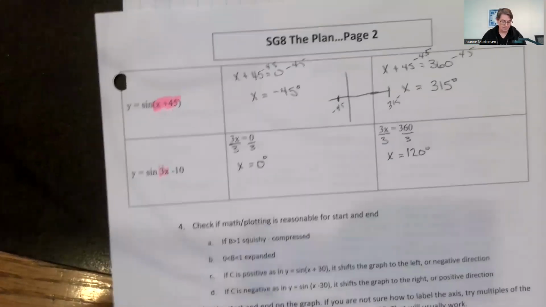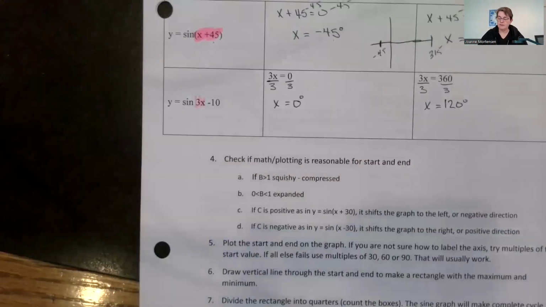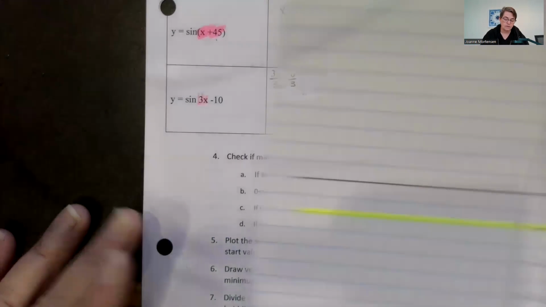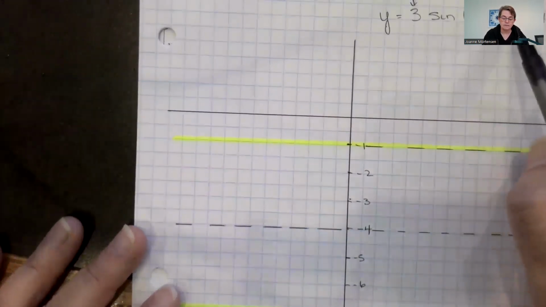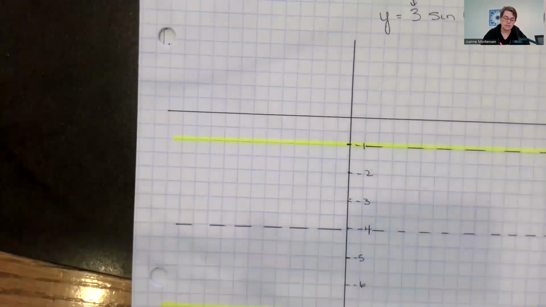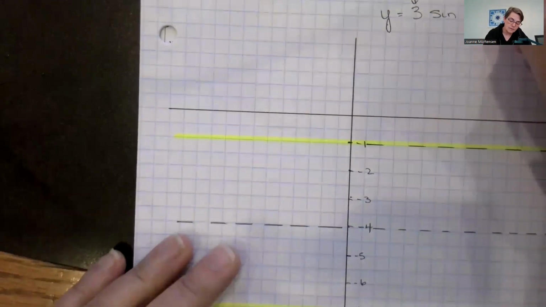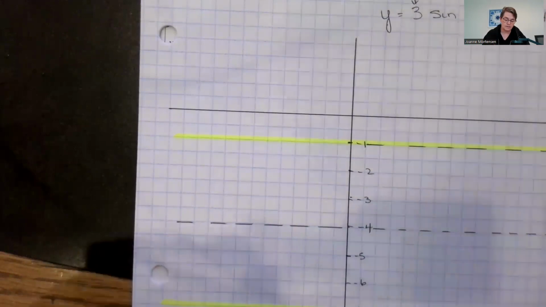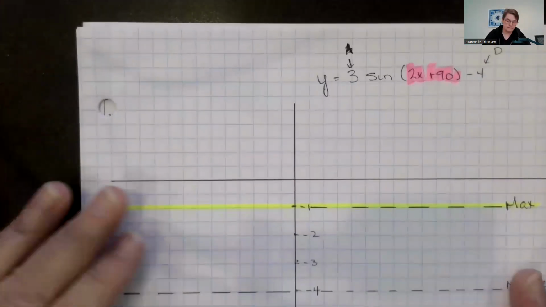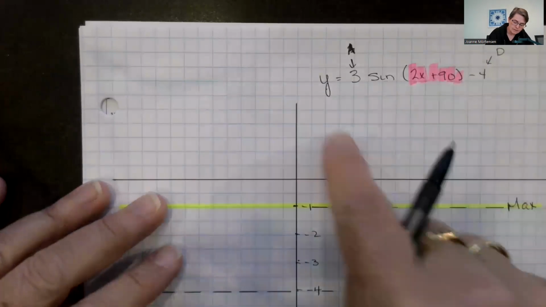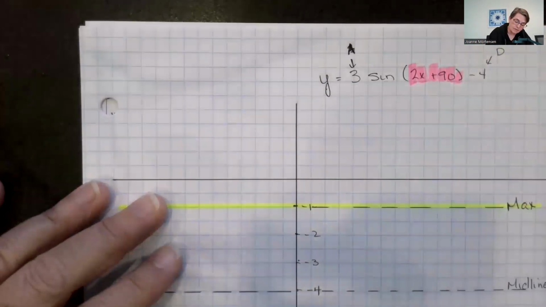Okay, so back to the work. Where is my graph? There it is. All right, so now we're going to do our graph. So I chose 2x plus 90. So this is what I have to work with. The stuff in the brackets. Okay, I'm going to do my math. I know my max is there.